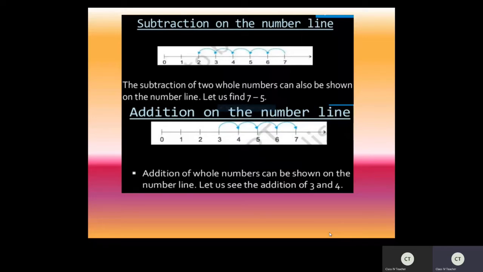The next one is addition on the number line. You can see the line is drawn there, and let us start representing. Addition means you are going forward, and subtraction means you are going backward. Addition of whole numbers can be shown on the number line. So 3 plus 4: starting from 3, you have to move forward. 3 to 4 one step, 5 second step, 6 third step, and 6 to 7 fourth step. So where did we reach now? 7. This is called addition on the number line.